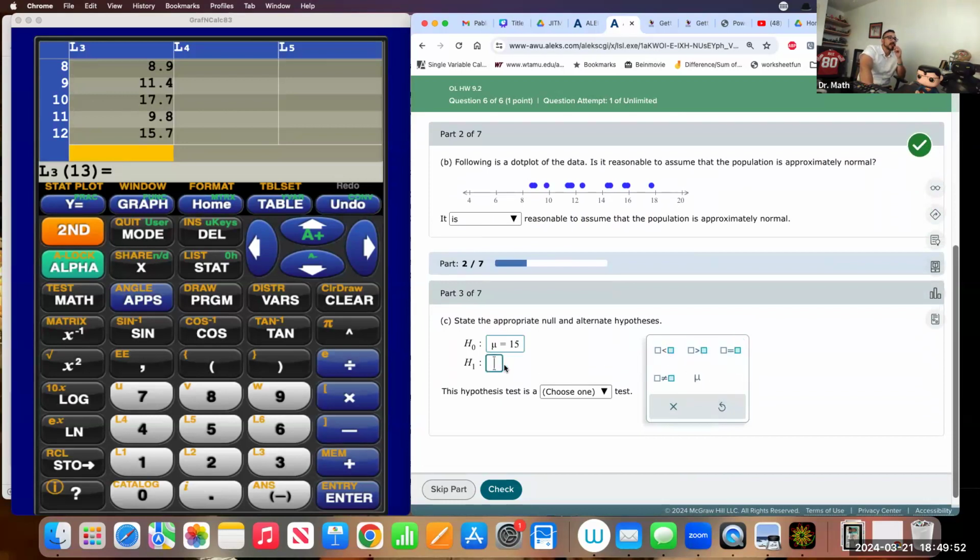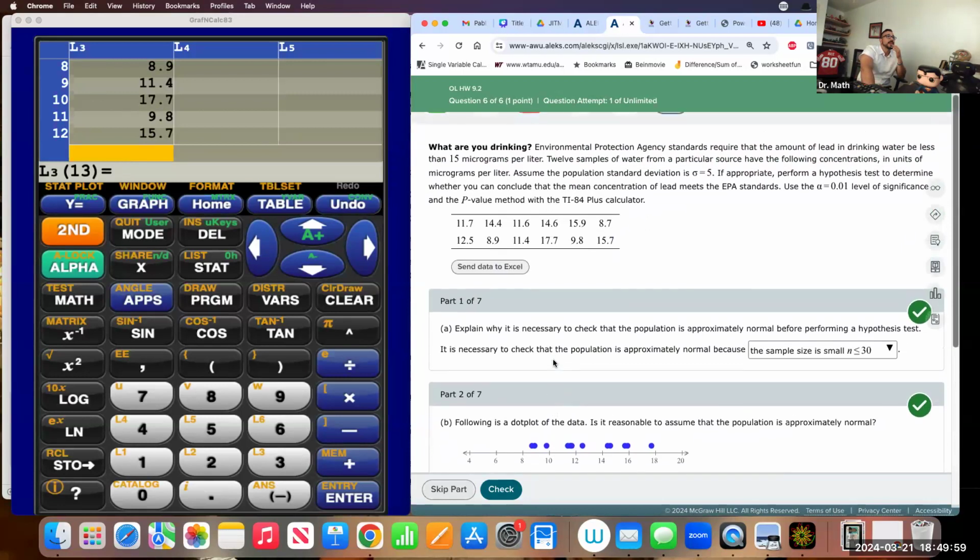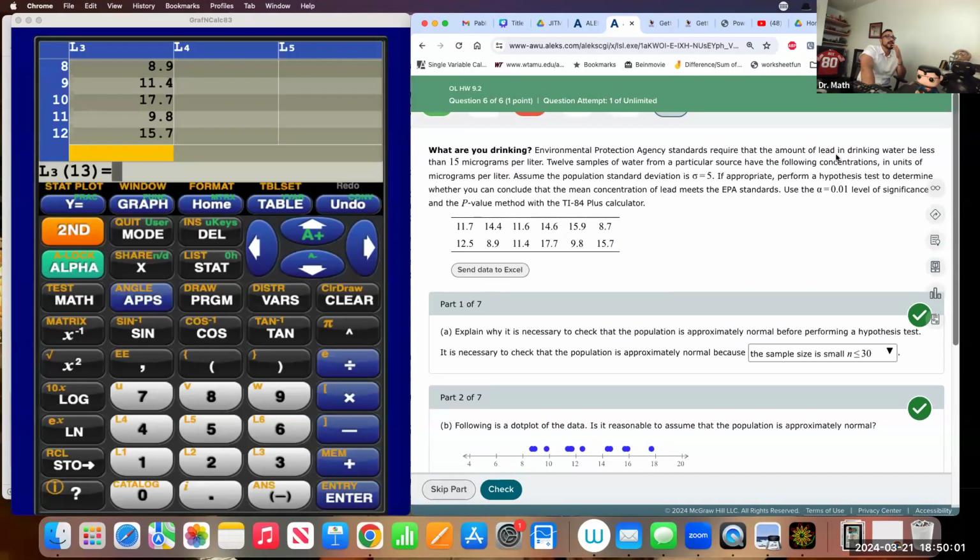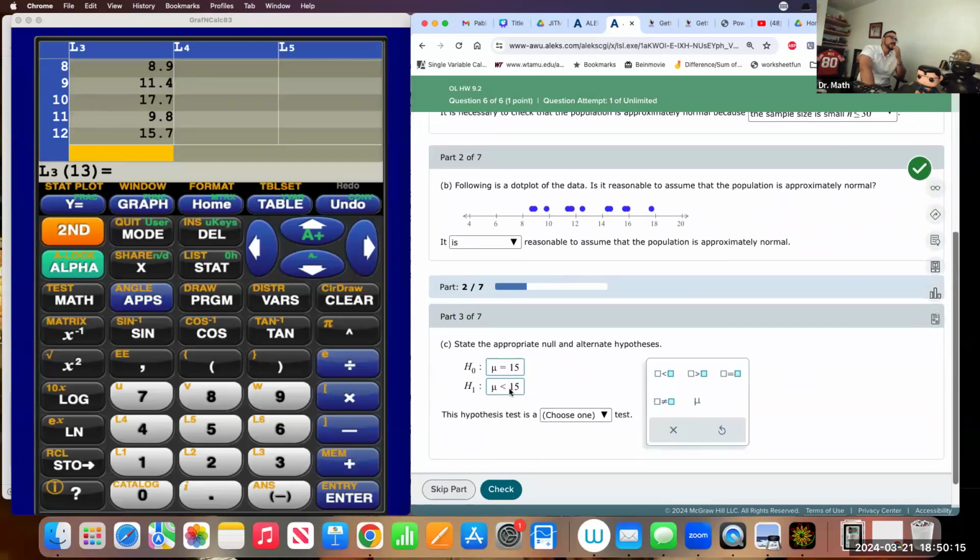But what we do is we want to see, hopefully, that it's less than 15, because if it's less than 15, what that means is that the amount of lead in these samples is less than 15 grams. And that would say, yes, it does meet the standards, right? So that's why we chose this one. We have less than, so we know this is a left-tailed test. So for those of you doing this one with me.